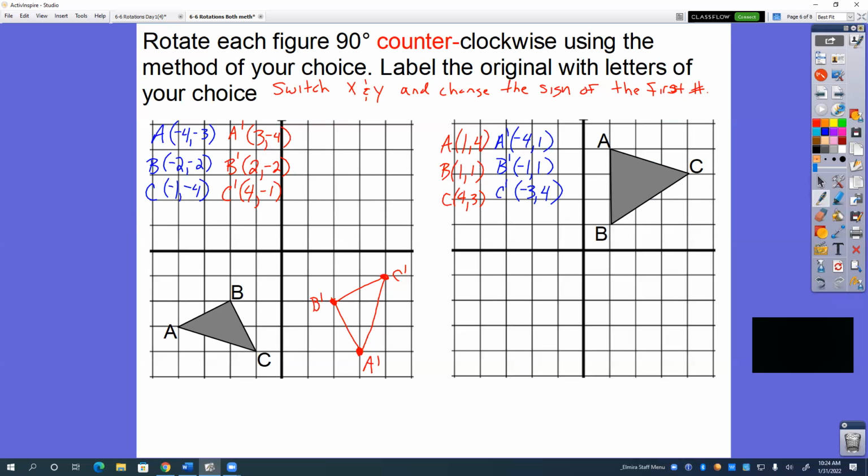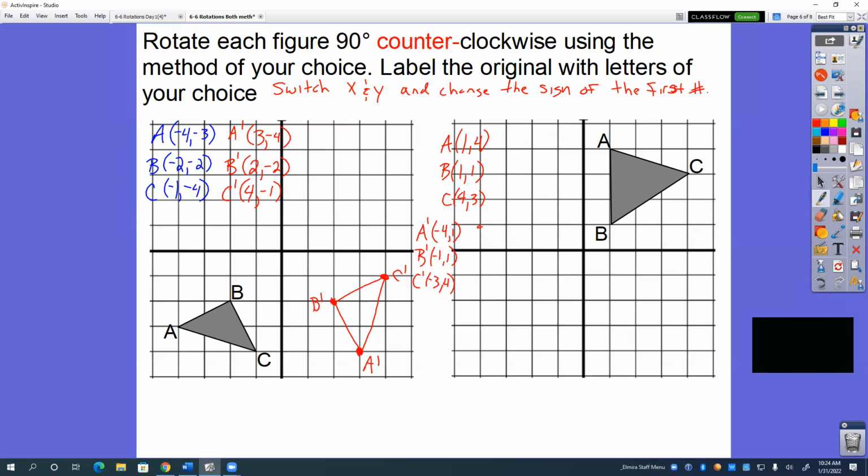Okay, I'm going to run out of room here because I just drew those in the wrong spot. So let me go back here. Okay, so let me do that one again. A prime would be -4, 1. B prime would be -1, 1. And C prime would be -3, +4.